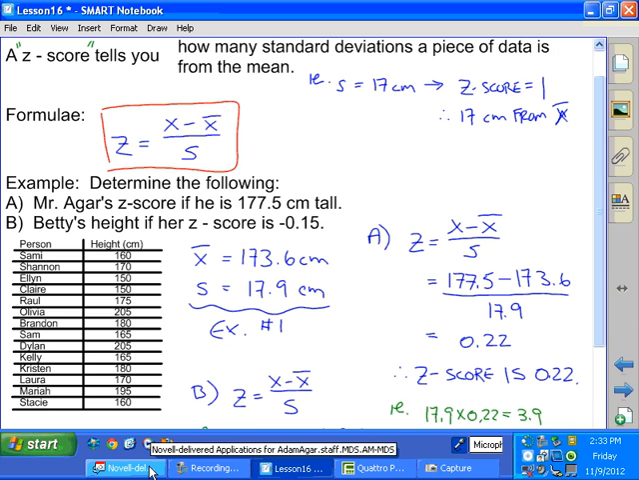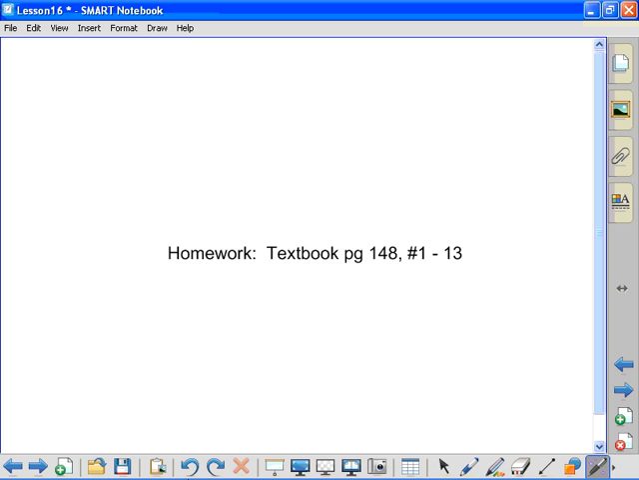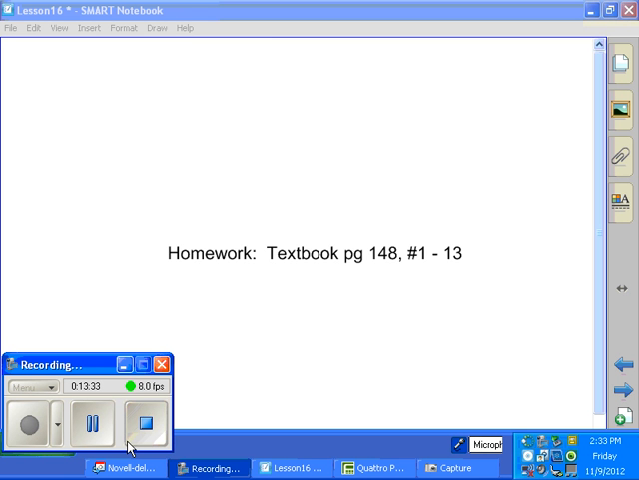So the homework is on the next page here. Try that in the textbook and see how it goes. And if you have any questions, just let me know and I'll give you a hand. Good luck.